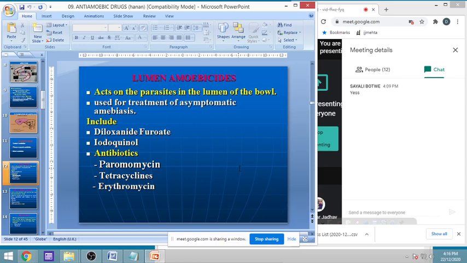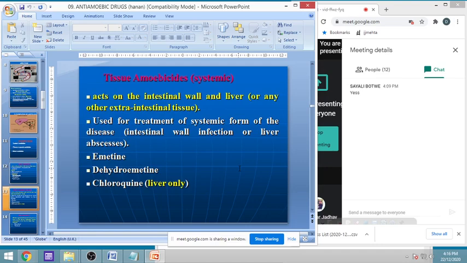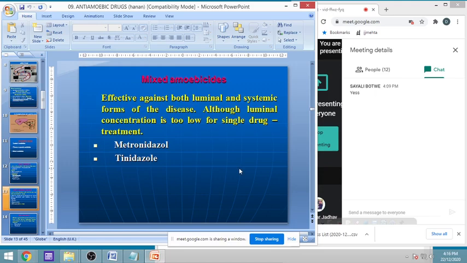The drugs which are there, examples of these are diloxanide, furoate, iodoquinol. Antibiotics like paromomycin, tetracycline, erythromycin can also be active against it. Then tissue amoebicides, which can work on the liver, particularly on the intestinal wall, are used for the treatment of the systemic form of the disease, for example intestinal wall infection or liver abscesses. Examples of these are emetine, dehydroemetine and chloroquine, which is useful only for the liver. It is not useful in the intestine.